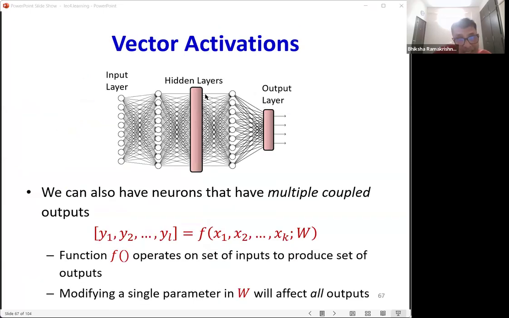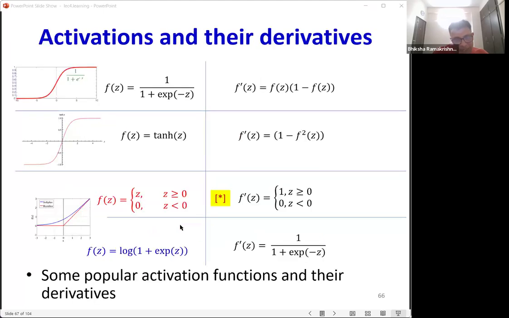You can also have vector activations, where instead of the activation taking a single scalar and producing a single scalar, it can take a set of numbers and produce a set of numbers. So the function operates on a set of inputs to produce a set of outputs. What this means is that if I modify any single input over here, all the outputs are likely to change. Whereas in something like this, if I modify the input, only the corresponding output changes.